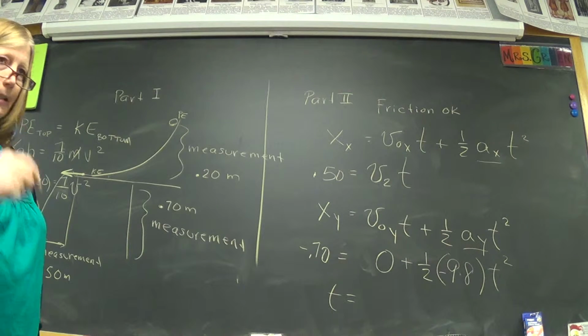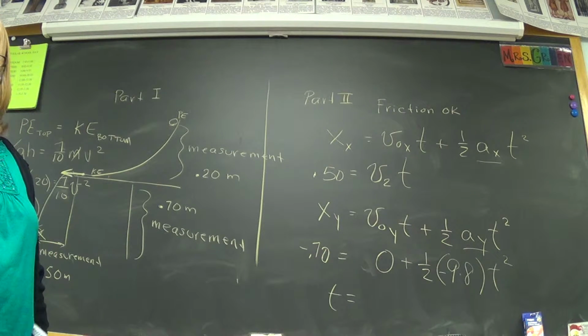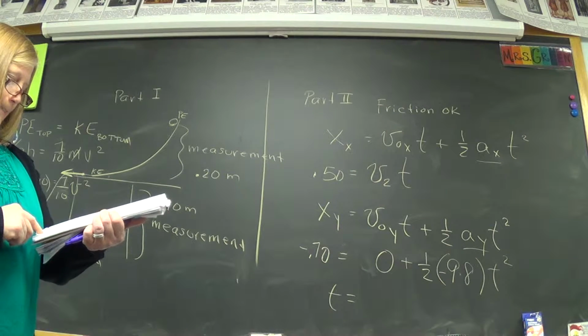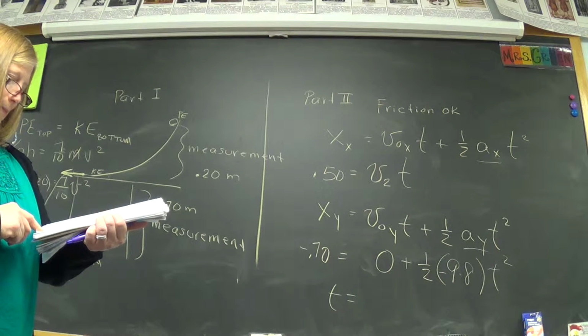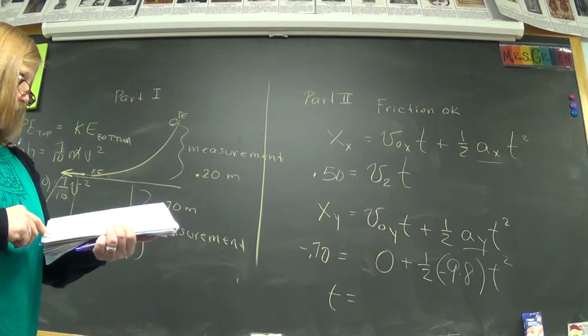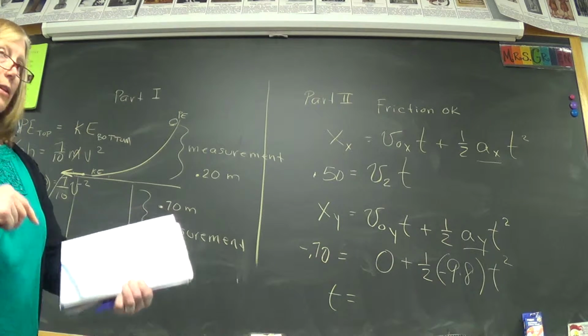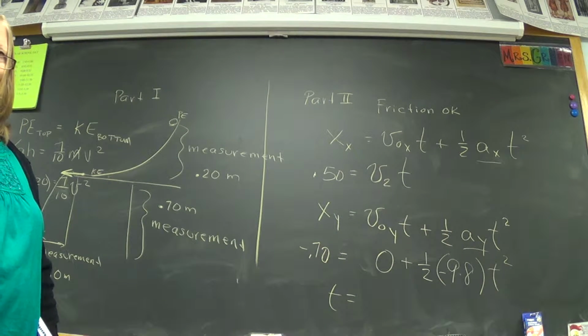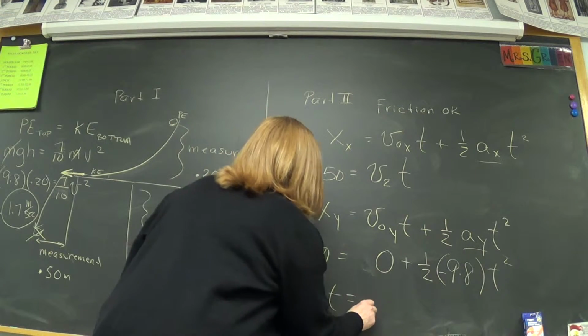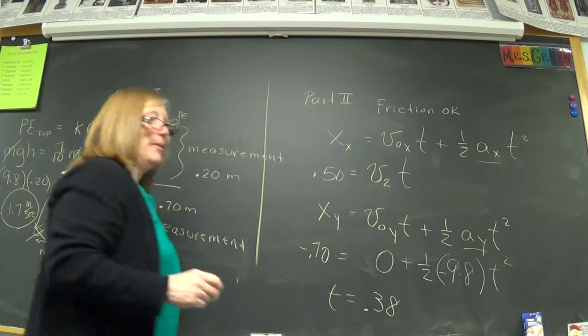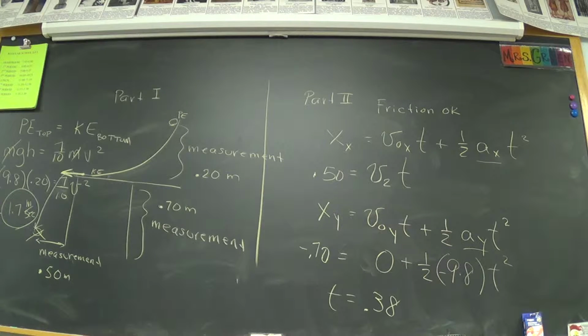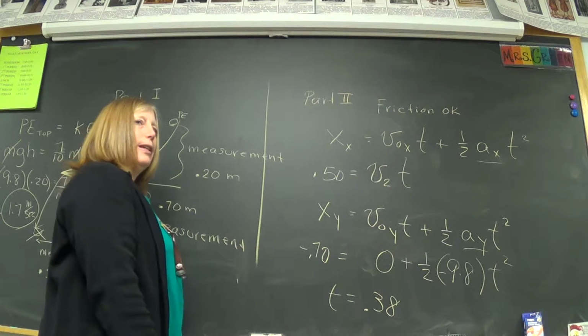Anyone get 2.3? I got 0.37. Let me try it again. I got 0.39. 0.389, 0.37, which is it? 0.38? Yeah, sure. All right, 0.38. It's something close to that. So it only did this fall in about a third of a second, almost 4/10 of a second.